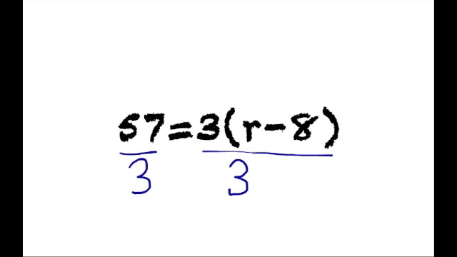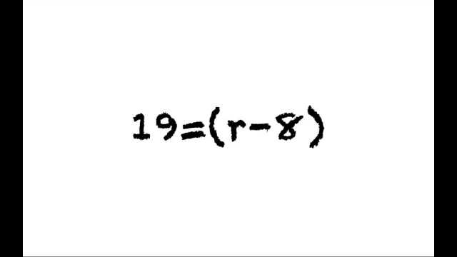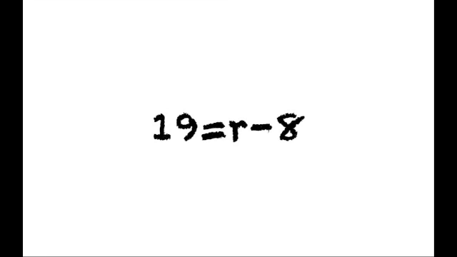So let's divide by 3 on both sides. And we're left with 57 divided by 3 equals 3 times the quantity of r minus 8 divided by 3. Well, 3 divided by 3 is 1, so those cancel out, and we're left with 19 equals the quantity of r minus 8. But whenever it's just the quantity of something, the parentheses can go away, and we're just left with 19 equals r minus 8.